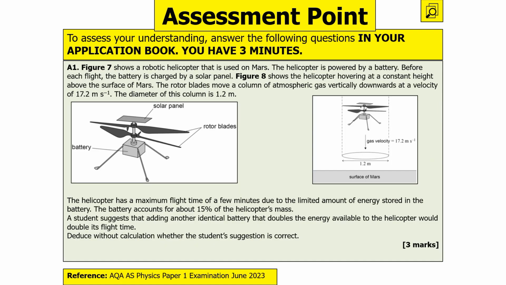Figure 7 shows the robotic helicopter that is used on Mars. The helicopter is powered by a battery. Before each flight, the battery is charged by a solar panel. Figure 8 shows the helicopter hovering at a constant height above the surface of Mars.